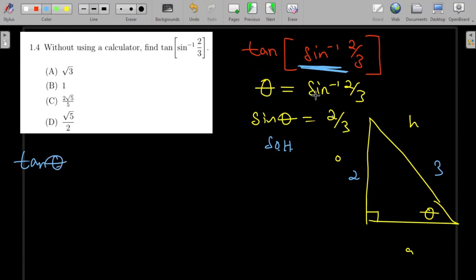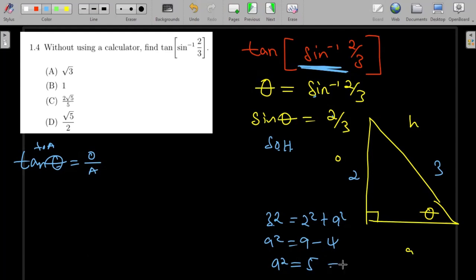Remember the theta is this guy, is equal to, this is TOA from SOHCAHTOA. So this is opposite over adjacent. So we have to find the value of this using Pythagoras theorem. So again, it will just be 3 squared is equal to 2 squared plus adjacent squared. So adjacent squared will be equal to 3 squared is 9 minus 2 squared is 4. And then here we have adjacent squared is equal to 5. So we take the square root. So my A here, the adjacent, will just be the root of 5. Okay, so my adjacent is the root of 5.